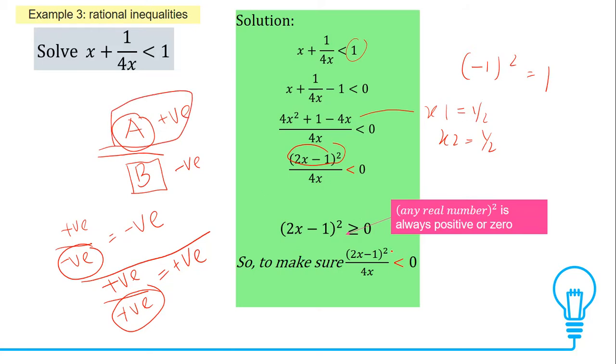Since the question is asking for less than 0, it means that I want to get a negative number, so my denominator 4x must be less than 0, or my x is less than 0. So that is my example 3.